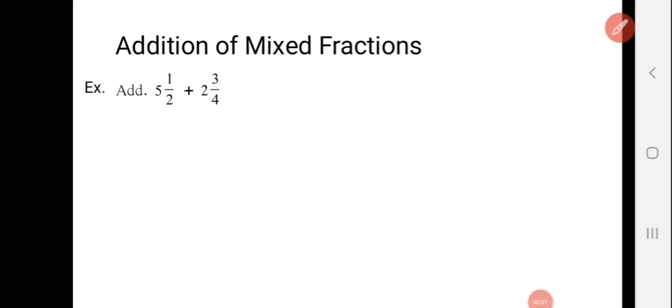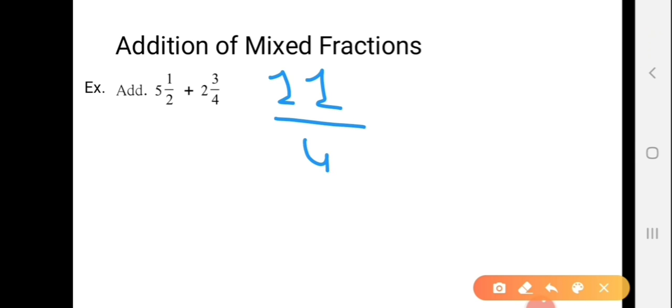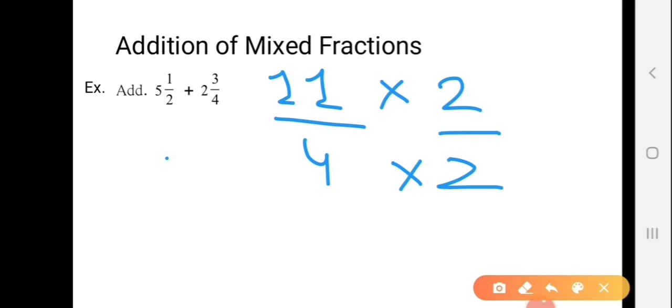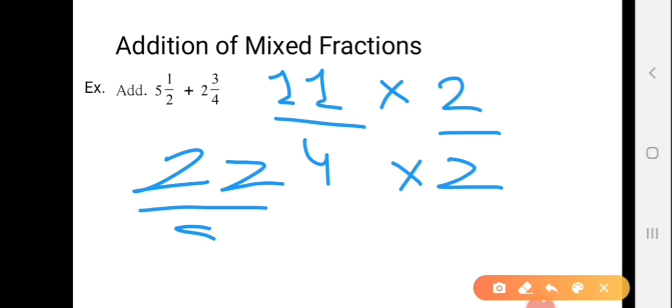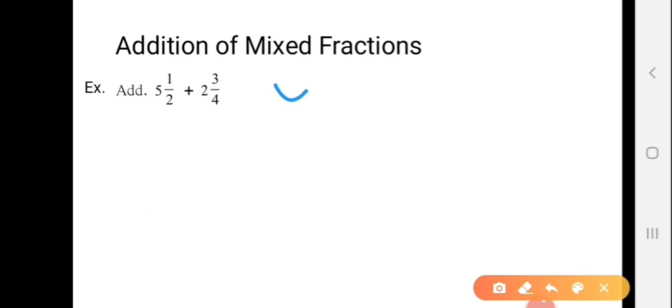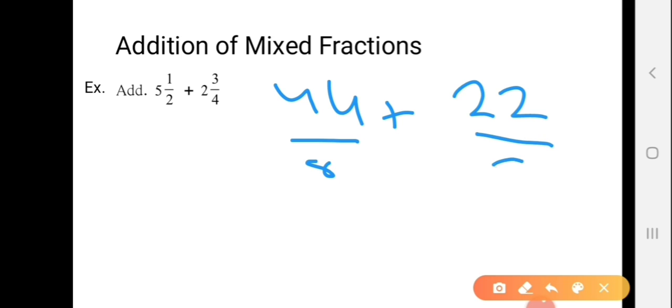Now as we have got the answer as 44 by 8, let's convert 11 by 4 into a like fraction that goes with 44 by 8. The denominator of the last fraction was 2, so 11 multiplied by 2 by 4 multiplied by 2, and the answer is 22 by 8. So now what we have to do is 44 by 8 plus 22 by 8.